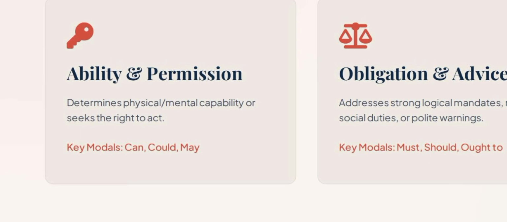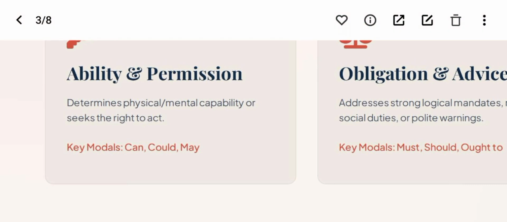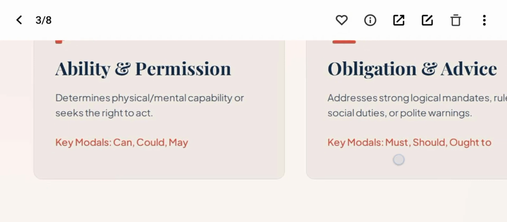And to show the past ability or polite request, we use could. For example, could you help me? So can, could, may show permission, and can, could show ability.